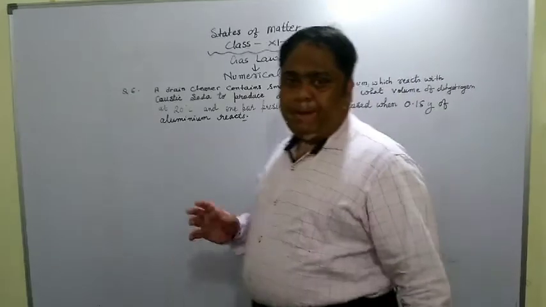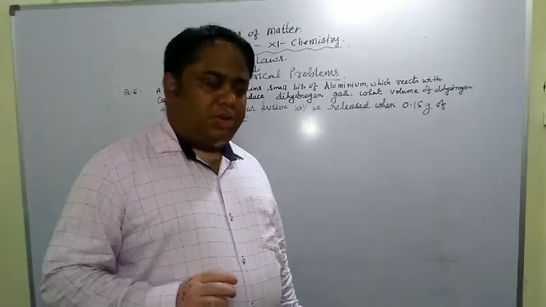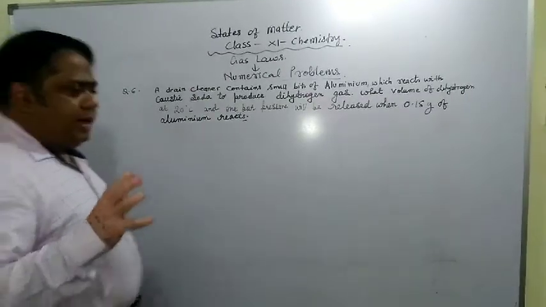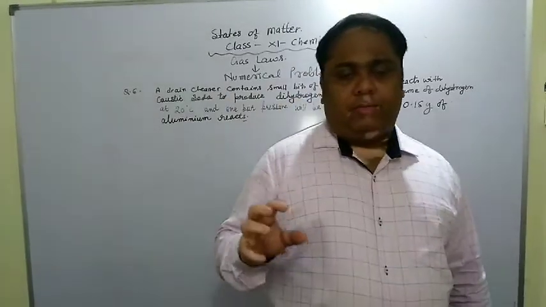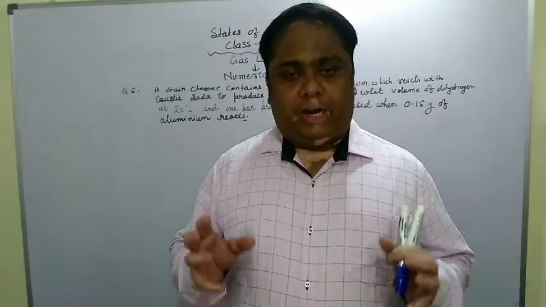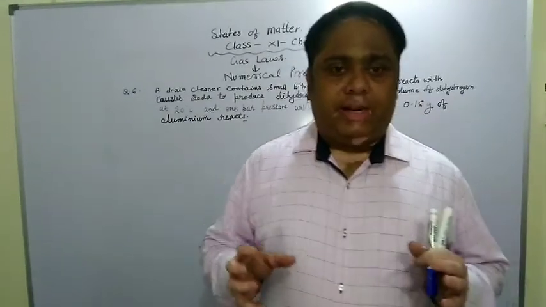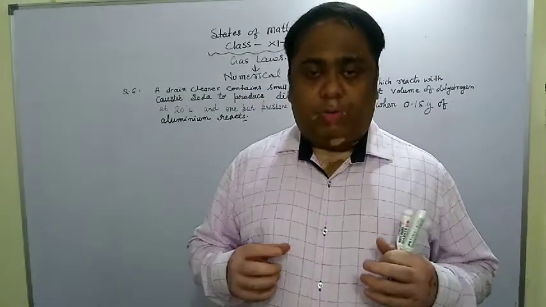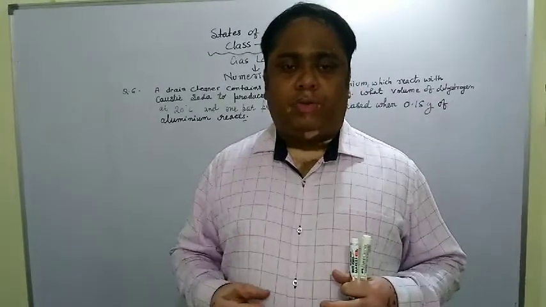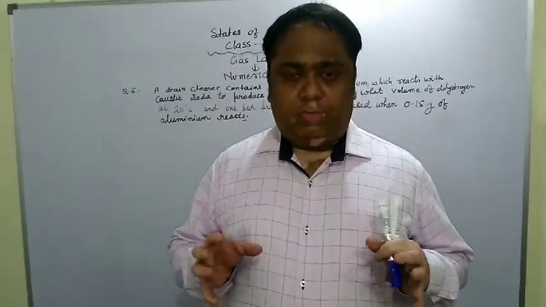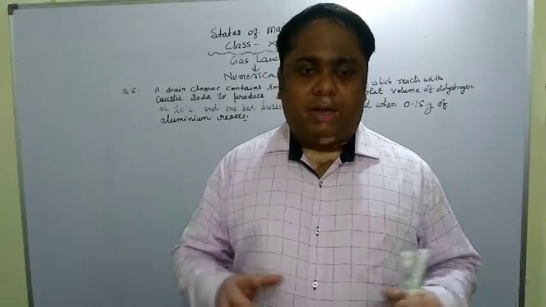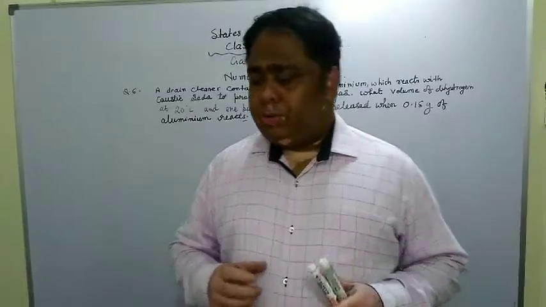This numerical is an application based numerical in which a real life situation is given. In some of the drain cleaners, aluminum is made to react with caustic soda. Now when aluminum powder reacts with caustic soda, it produces a high amount of hydrogen gas. This hydrogen gas creates pressure and removes the clog in the drains. The pressure of the gas produced pulls the waste materials stuck in the gutter pipes and it becomes clear.